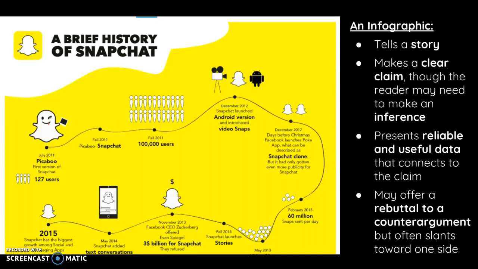Here's an example of an infographic on Snapchat, so take a look at it. Tells you when it started all the way to how much it's grown. Over here you see that an infographic tells a story. It makes a claim without writing a straightforward claim. It gives data, and it may offer a rebuttal. So this word is rebuttal. That means a counter argument.